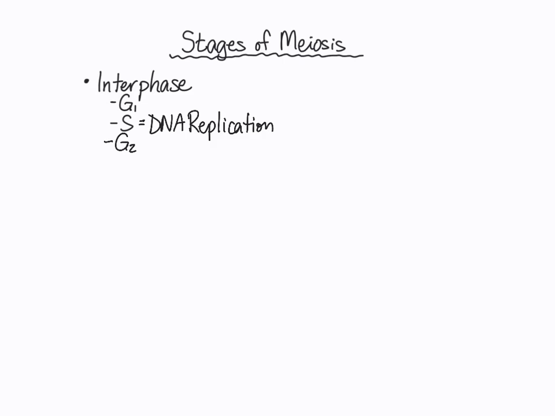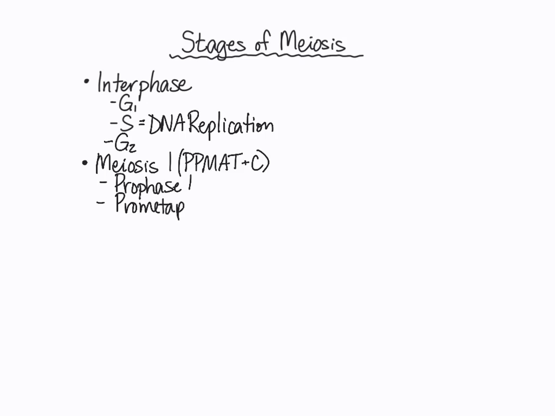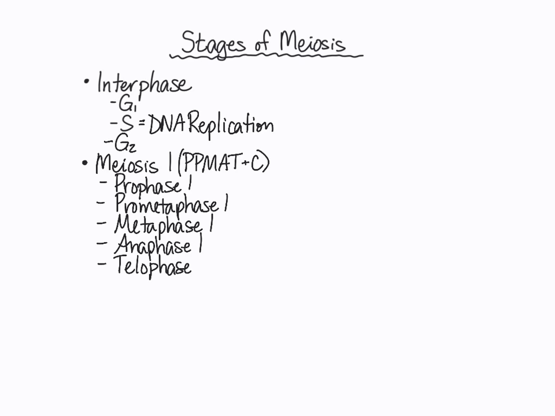After interphase, the cell goes through the first round of meiosis, which we just call Meiosis I. And the steps of Meiosis I are similar to the steps of mitosis, and we can remember them by remembering the mnemonic of PP mat C. So the first step of Meiosis I is going to be prophase I, followed by prometaphase I, followed by metaphase I. Then we have anaphase I, followed by telophase I, and at the same time we have cytokinesis.